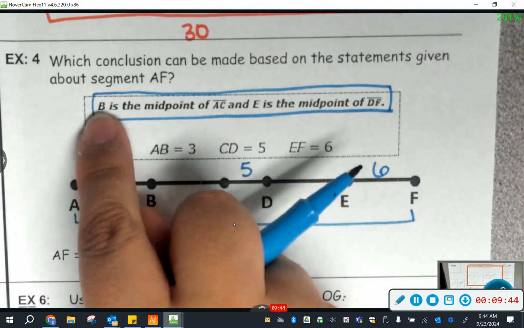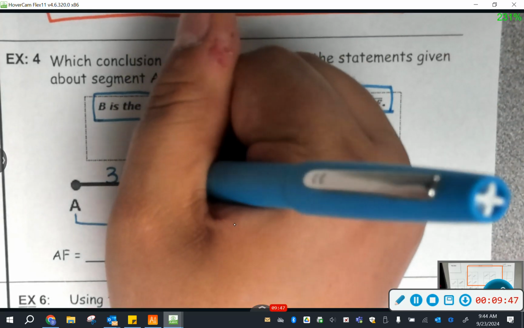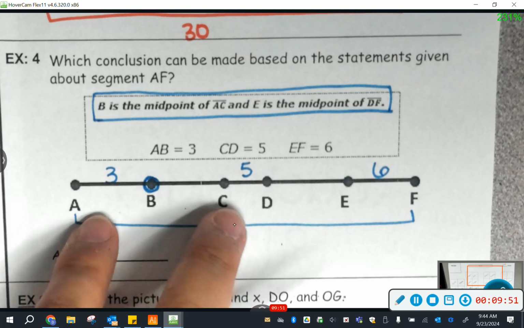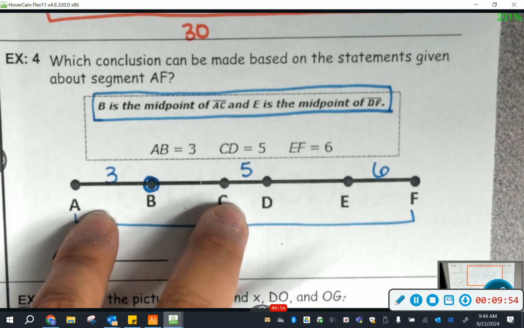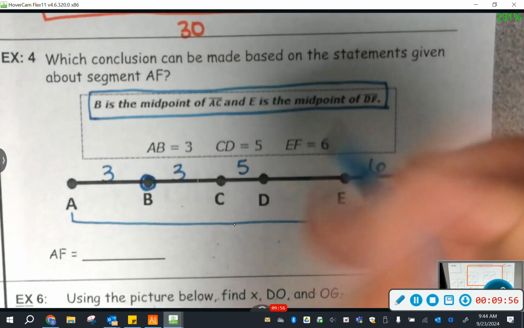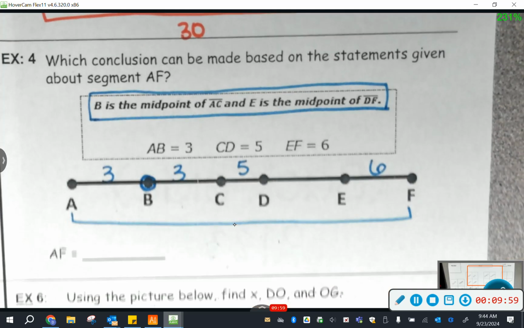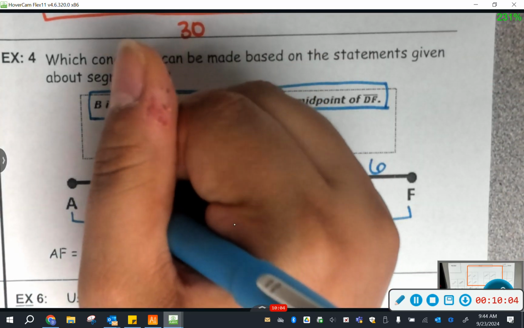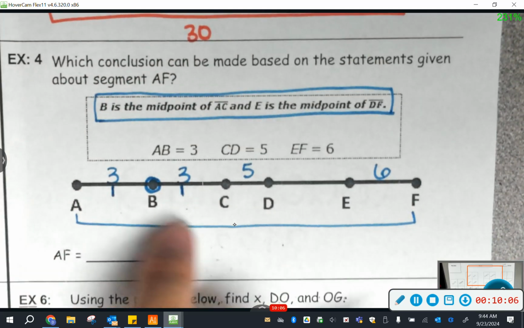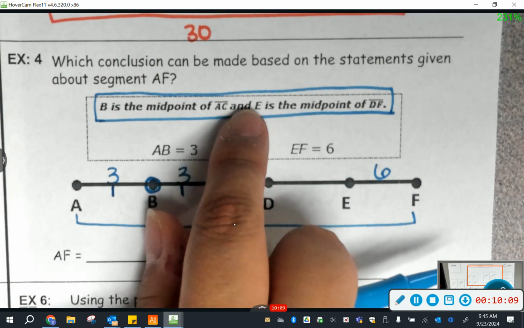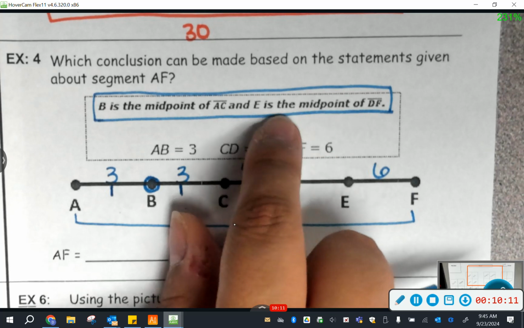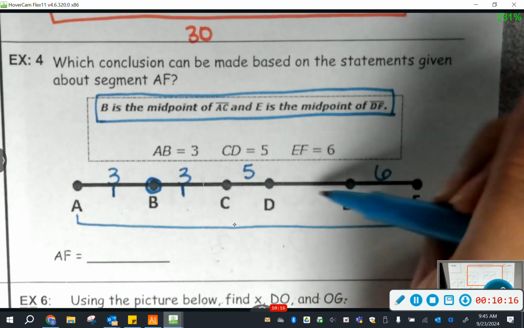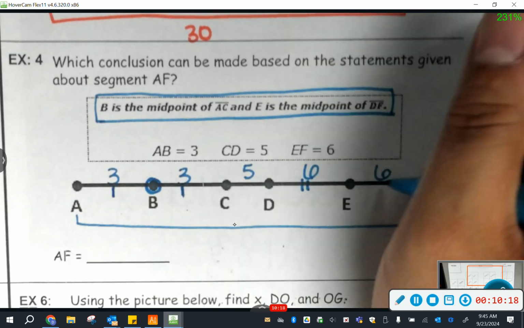B is the midpoint of AC. What does that mean for this B right here? It's in the middle of A to C, which means what? They are also 3. Since it's in the middle, these two are the same. If you want to put a little tick mark here and here to let me know these are the same. And what else does the rest of this sentence say? E is the midpoint of D to F. So if this is 6, what do I know about this? Because these two are the same.